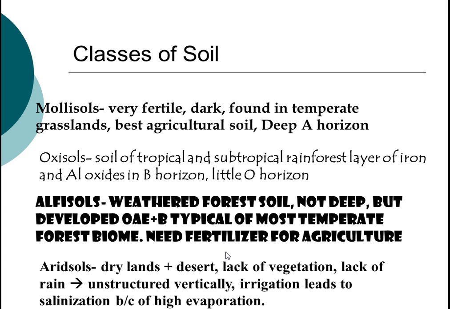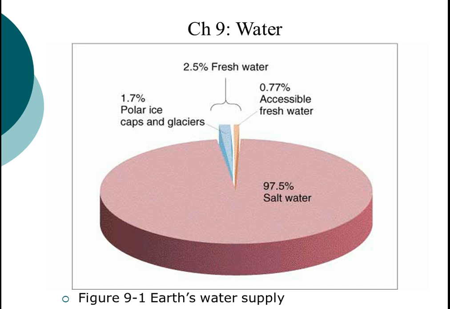Alfisols, weathered forest soil, not deep, but developed O, A, E, and the B, typical of temperate forest biomes. So that would be what we would have here. Arid soils, drylands, deserts, they lack vegetation, they lack rain, and so it says that it's unstructured vertically. Irrigation leads to salinization because there's high evaporation. So you've got, again, a basic understanding now of if you saw those words. I've not seen them before in an AP exam, have seen them in a geology class.